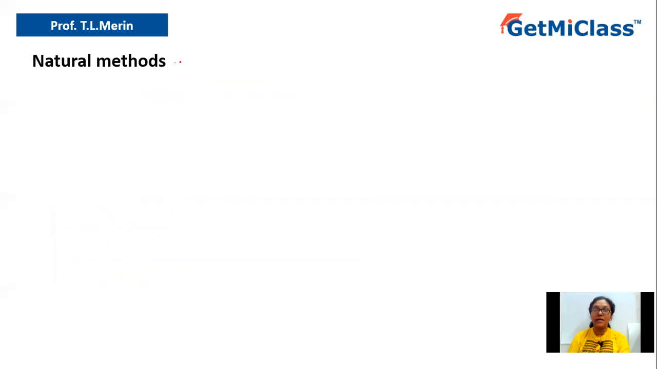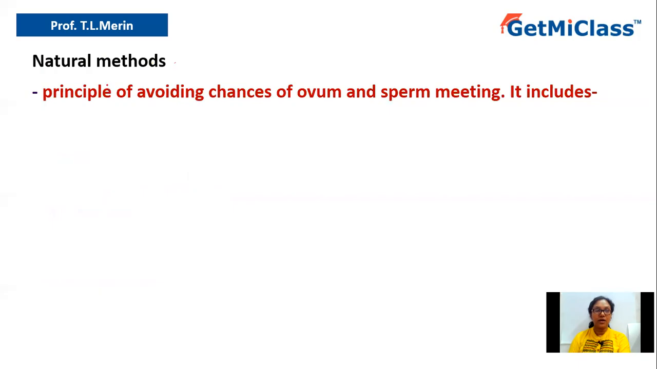As I told you, a natural method is a method where the cycle or the ovulation process can be controlled naturally. Even though there is ovulation, the fertilization can still be controlled. Let us see how. The main principle of the natural method is avoiding the chances of ovum and sperm meeting. There is production of sperm in males and ovum in females, but if we avoid their meeting, then we can avoid fertilization. Let us see what comes under that.